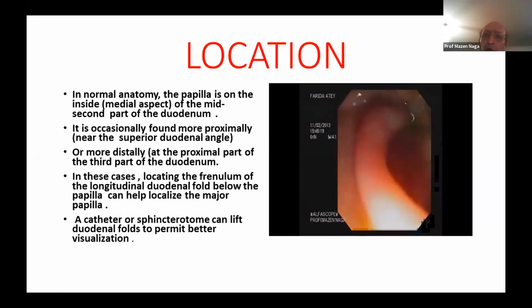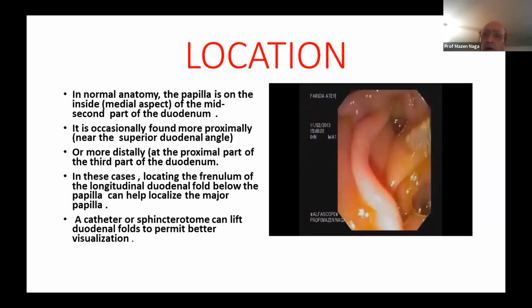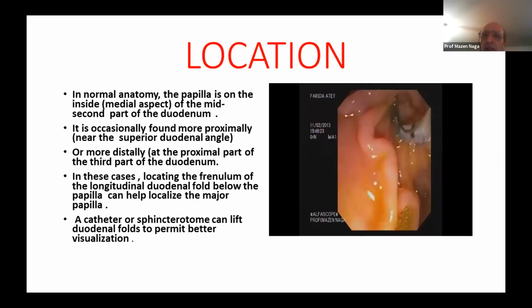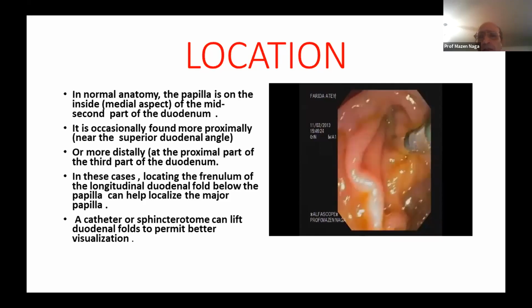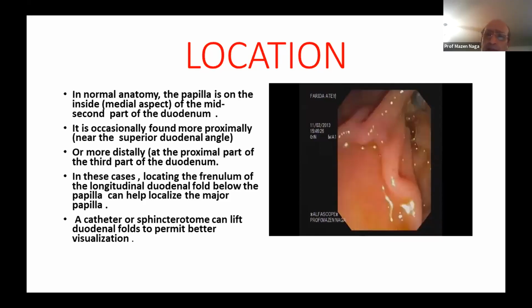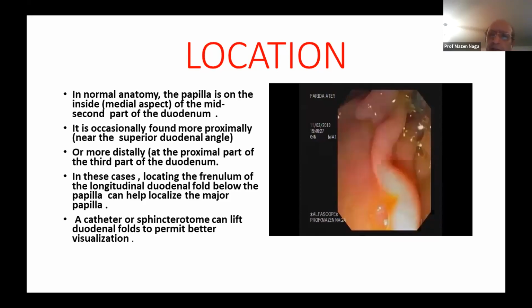We remove the folds with the tip of the sphincterotome, and then we find a small bulge below, and we get inside, and then we cannulate the papilla. Fortunately, it was an easy cannulation, because if we wanted to do a pre-cut in the presence of all these folds, it would be a very difficult maneuver.